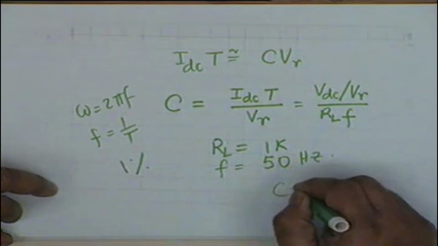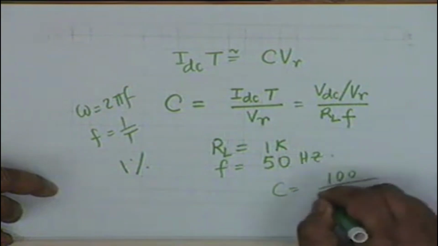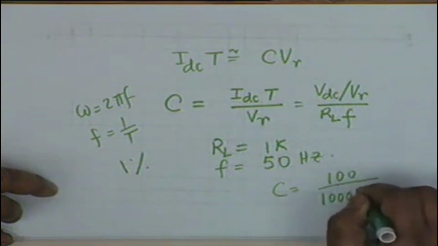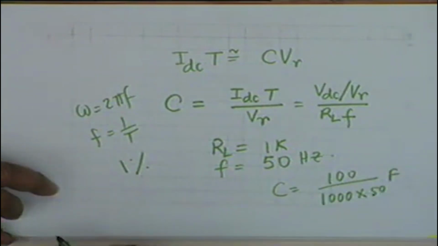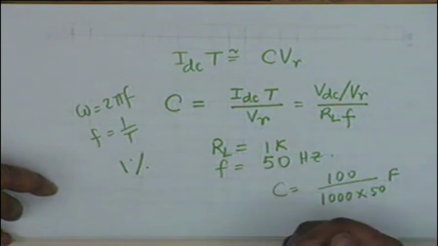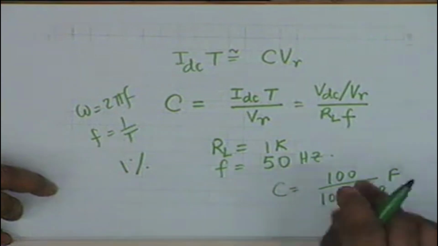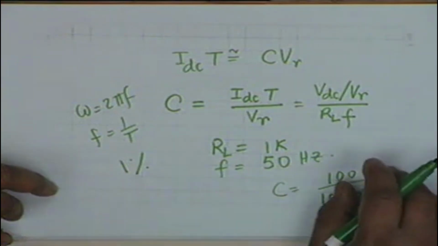Therefore, I can calculate my C, it would be 100 divided by 1K is 1000 multiplied by 50. So many farads. It would be a large capacitor, whatever the value is. It will be in the order of hundreds of microfarads, okay. But this is the type of capacitor that has to be used.